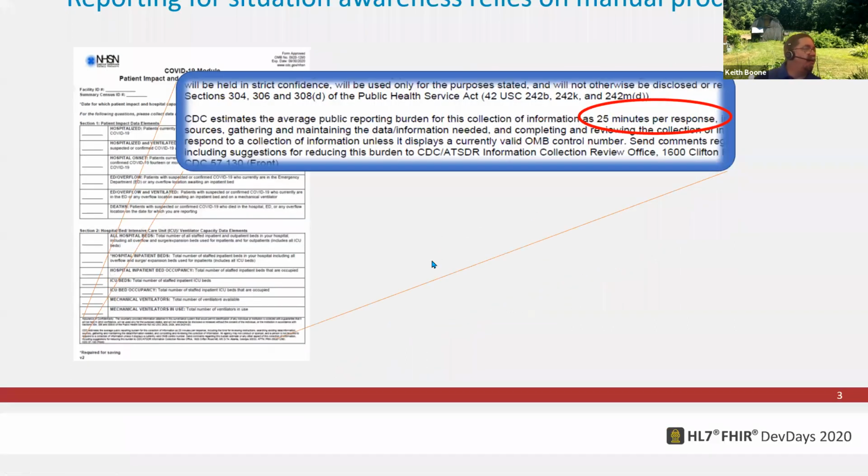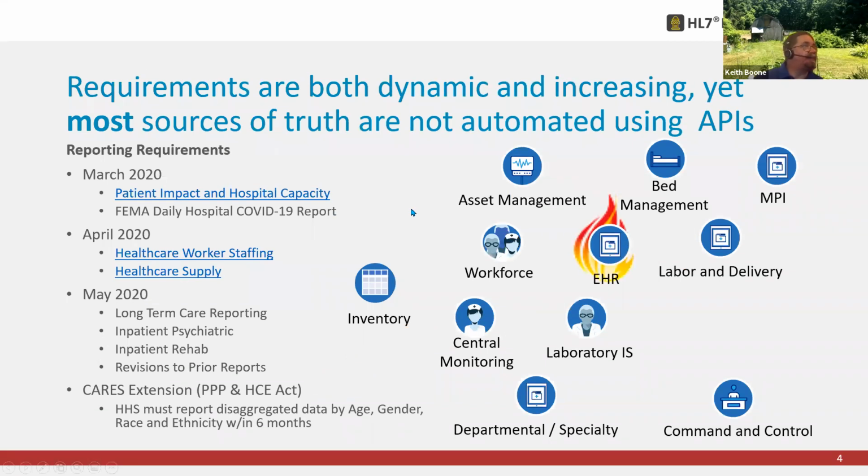And they're also reporting multiple reports. Part of what we're seeing as this emergency unfolds is that the requirements for reporting are both increasing and changing over time. And yet, most of the sources of truth, the pieces of information technology that are already available in the hospital that have the most accurate and up-to-date sense of what's going on inside the facility, aren't API enabled.